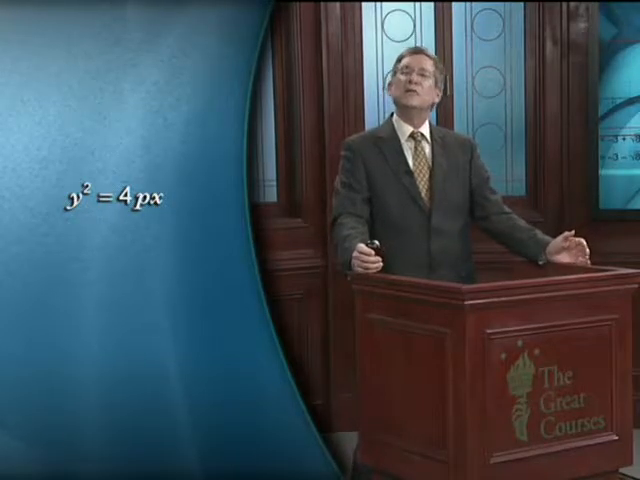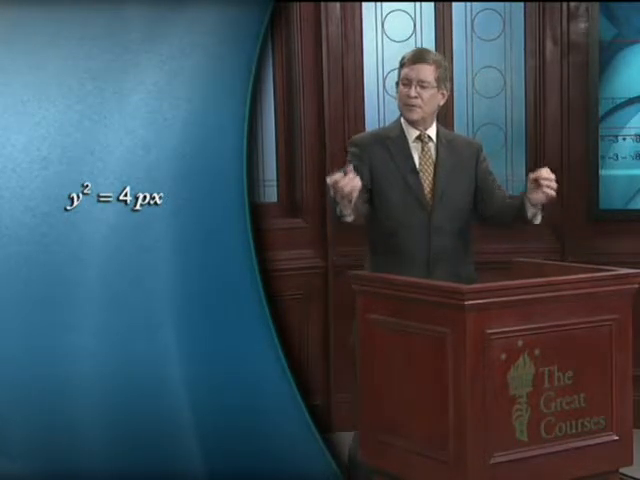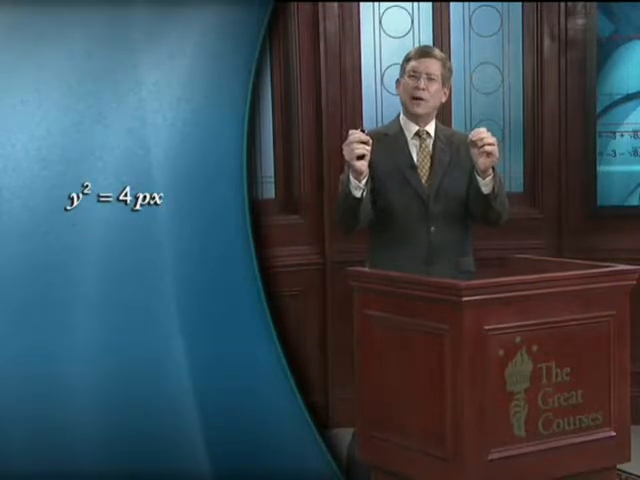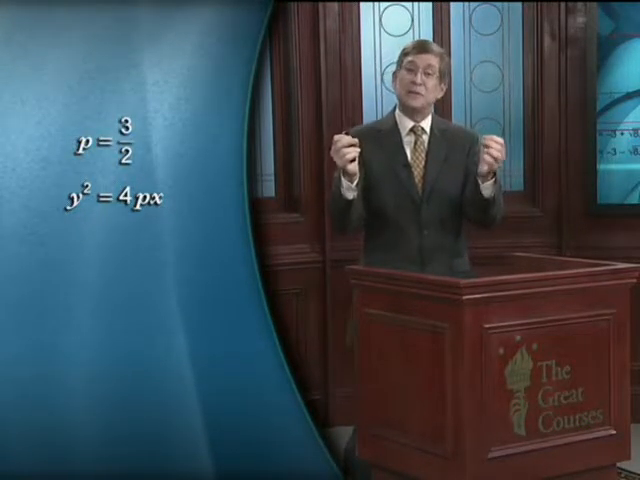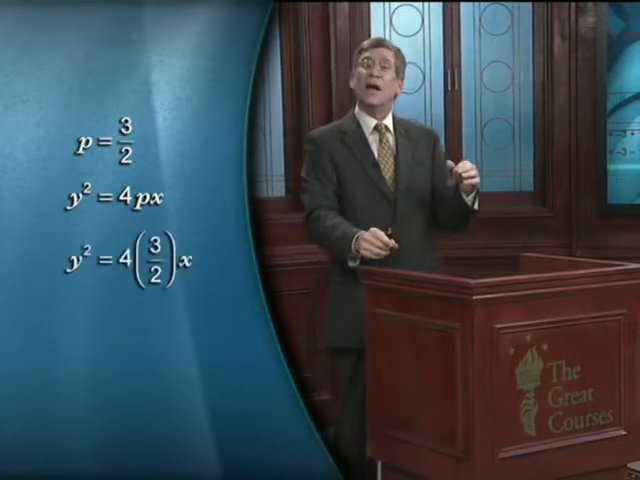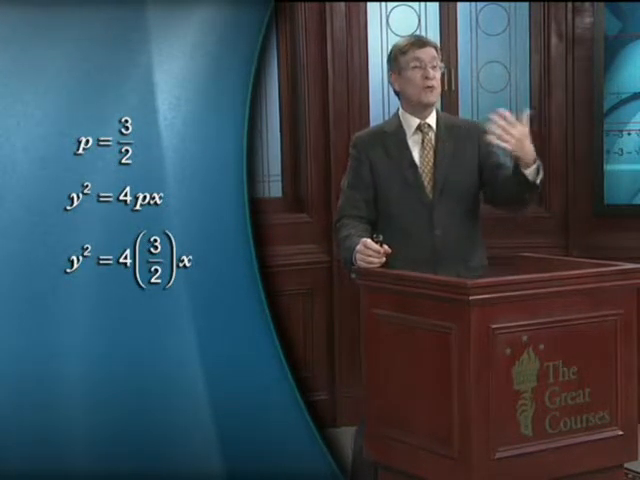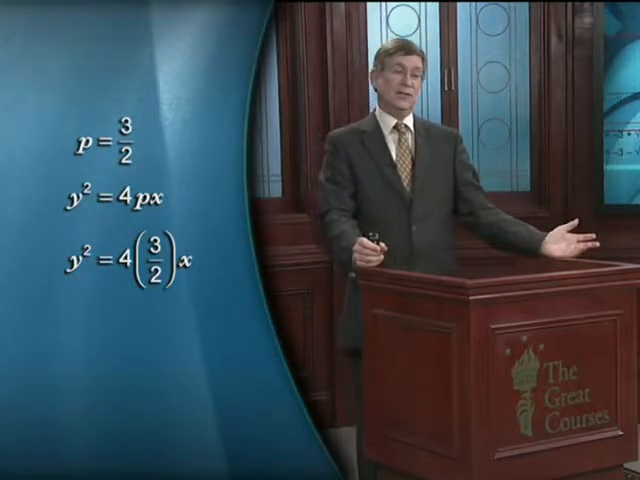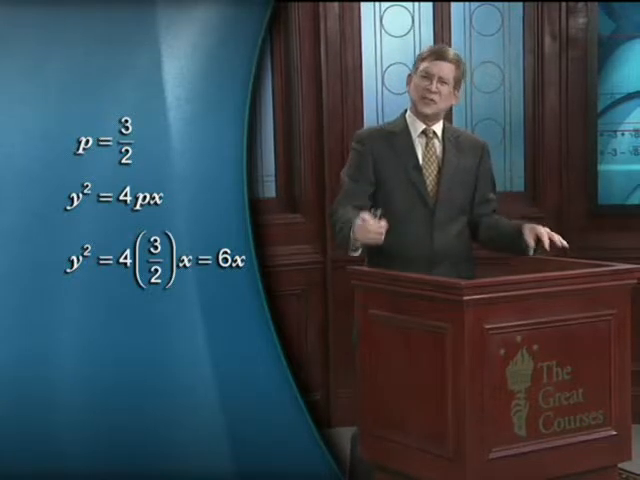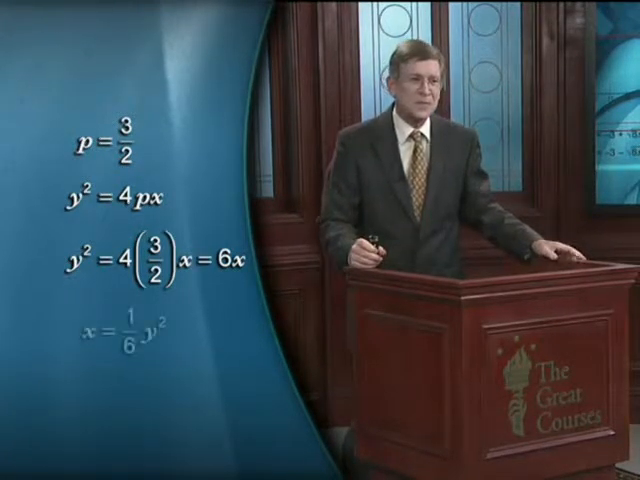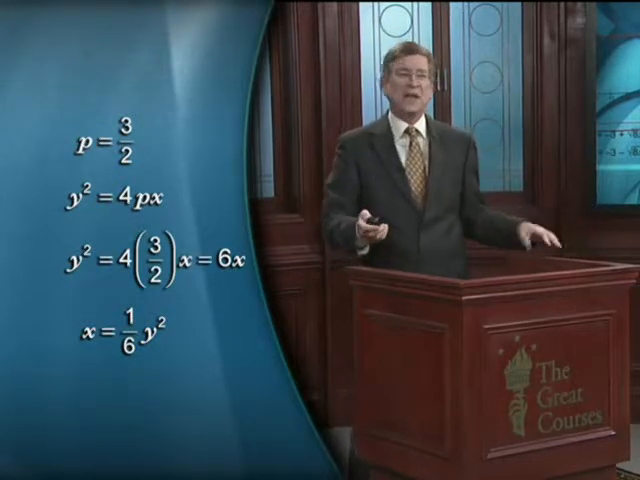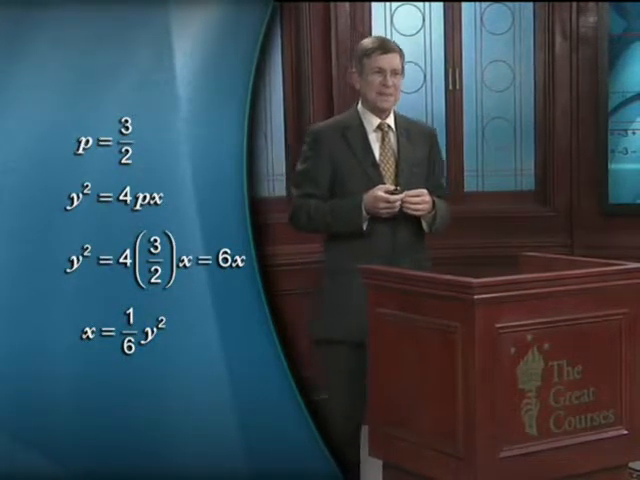And what's the value of p? Well, remember, the vertex and the focus are 1.5 inches apart, or 3/2. That's the p value. So p is 3/2. Plug that in, and we get y squared equals 4 times 3/2 x, and that simplifies to 6x. And so here's your equation of a cross-section of a typical headlight. It's 1/6 y squared equals x. Kind of nice, kind of a simple application.